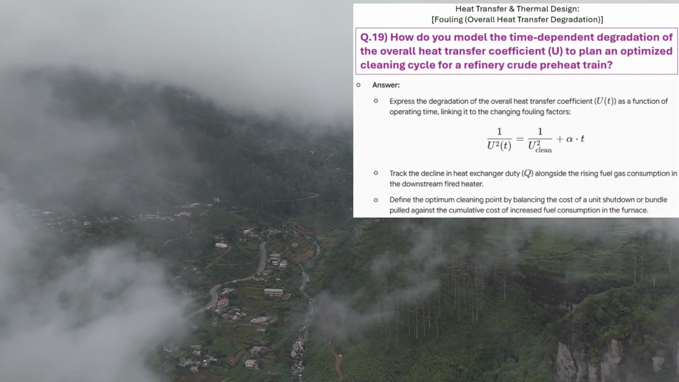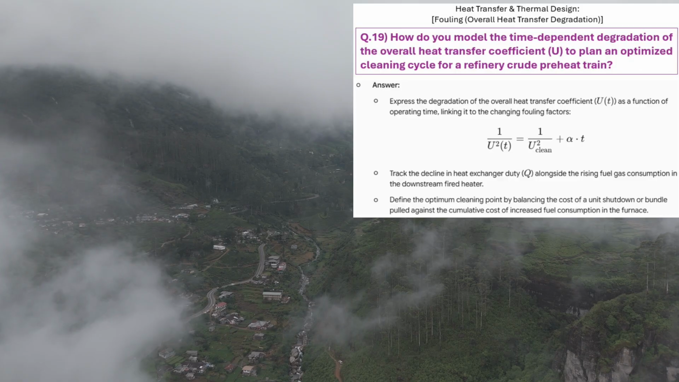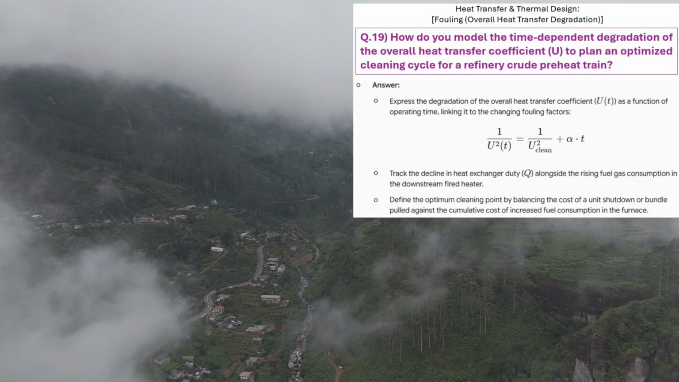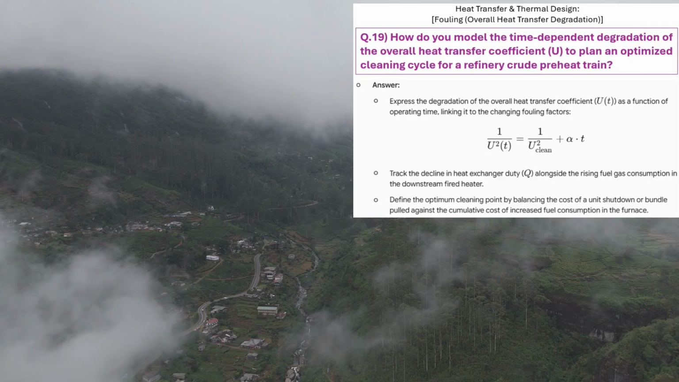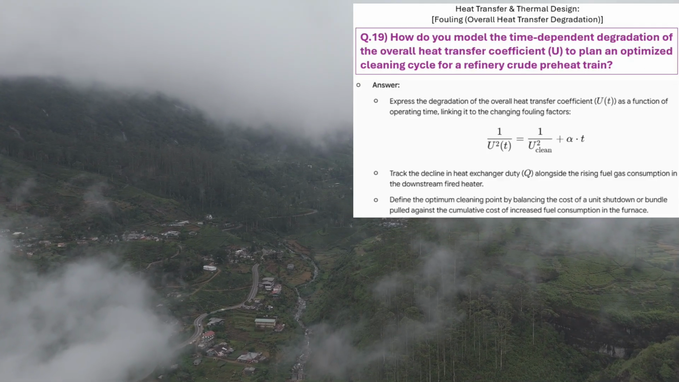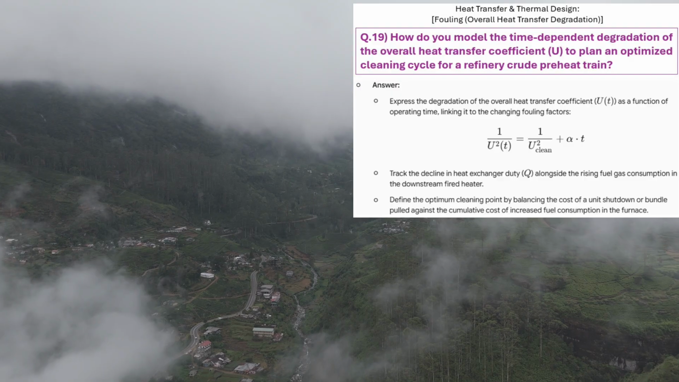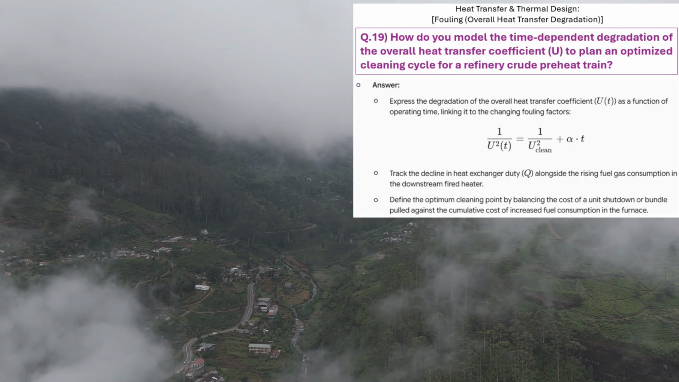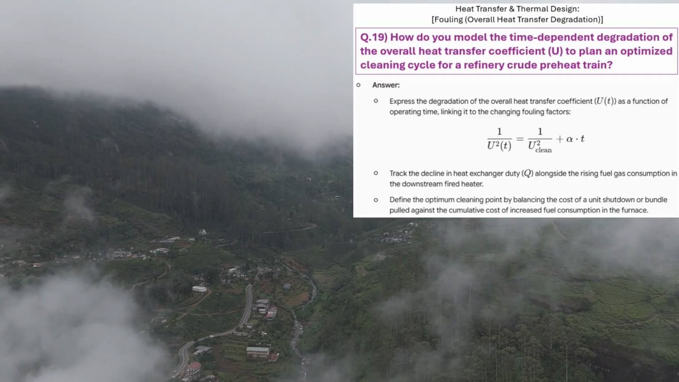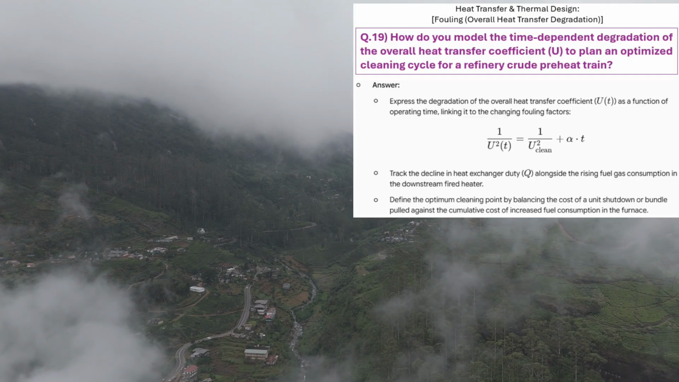Setting the inverse of operational U squared at time t equal to the inverse of the initial clean U squared, plus a specific fouling rate constant, alpha, multiplied by time. This provides a predictive curve of thermal decline. But calculating the curve alone doesn't dictate the maintenance schedule. What is the trap of pulling the bundle based on an arbitrary thermal resistance value?